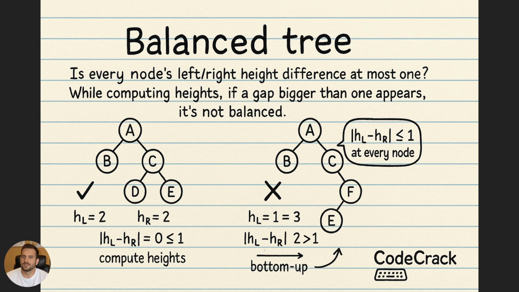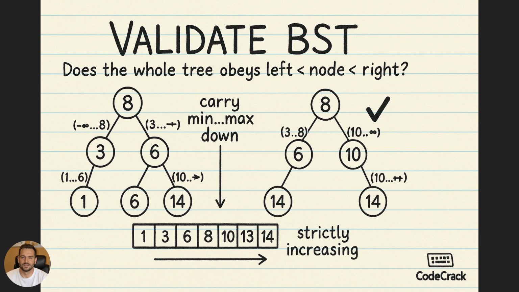Balanced tree. Is every node's left/right height difference at most 1? While computing heights, if a gap bigger than 1 appears, it's not balanced. Validate BST. Does the whole tree obey left less than node less than right? Don't just compare to the parent. Carry a valid min/max range down the tree. Bonus. Inorder of a BST must be strictly increasing.